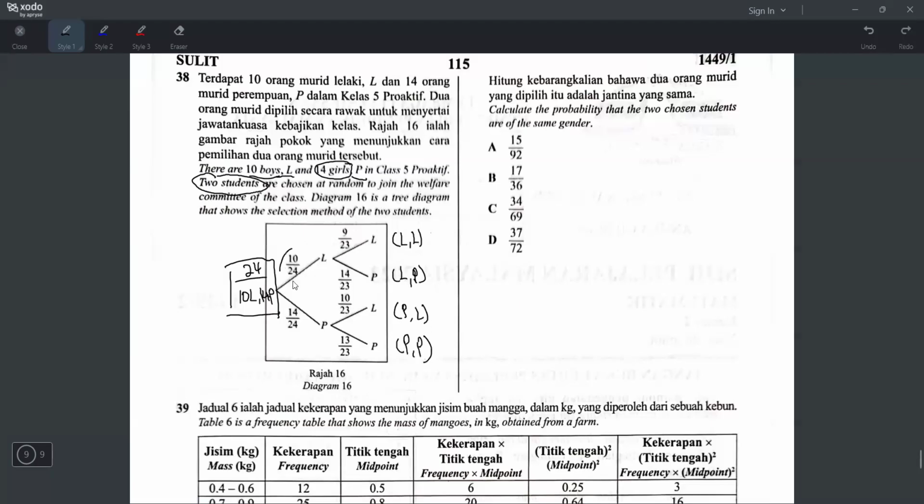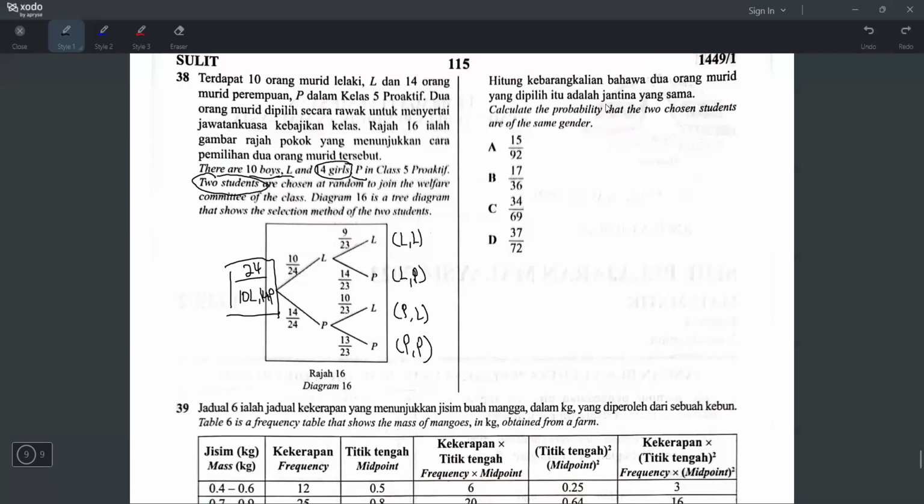Okay. So the probability is 10 over 24 for the first lelaki, because you have 10 lelaki, total 24. But why the second lelaki becomes 23 is because you sudah pilih satu keluar. So the total jumlah pun kena minus 1, and then the jumlah lelaki 10 pun minus 1 macam tu. That is why for the second selection, semua sudah jadi 23, because I already made the first selection.